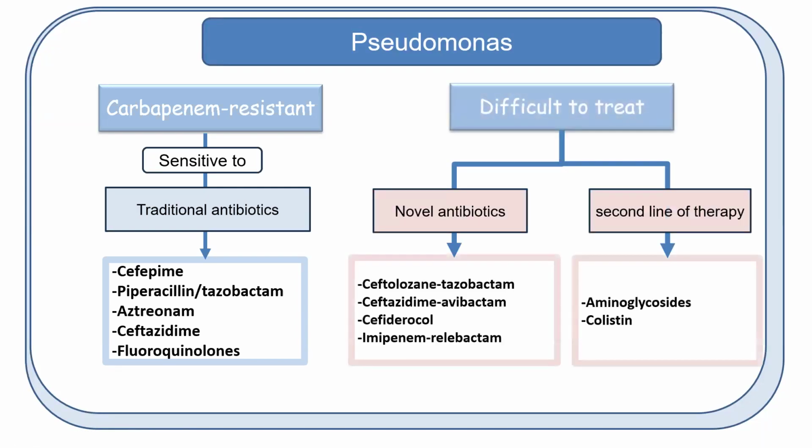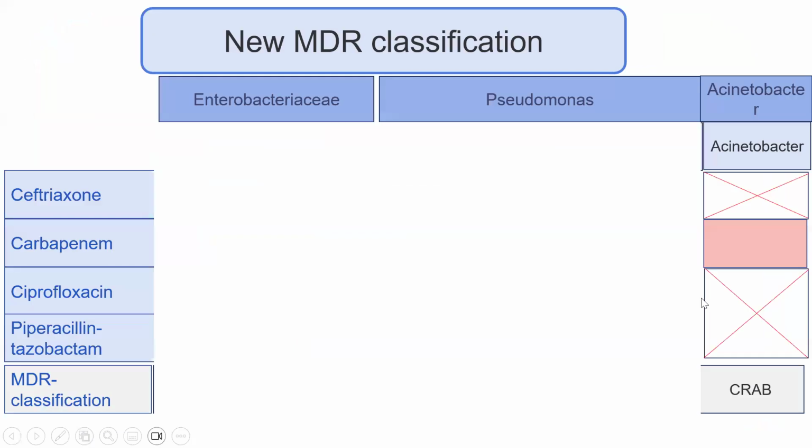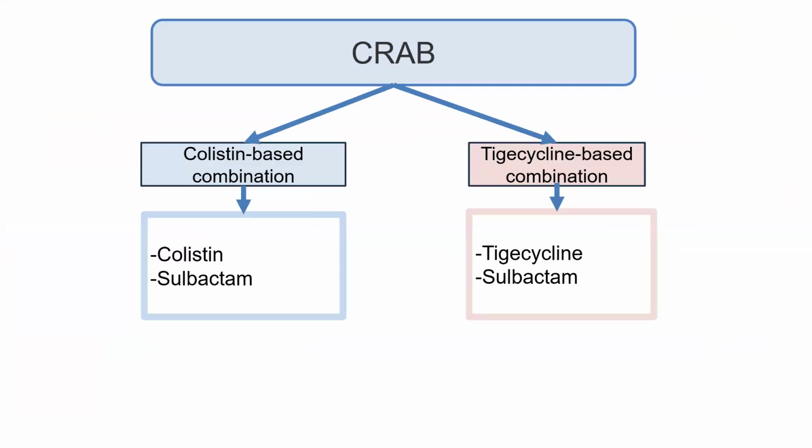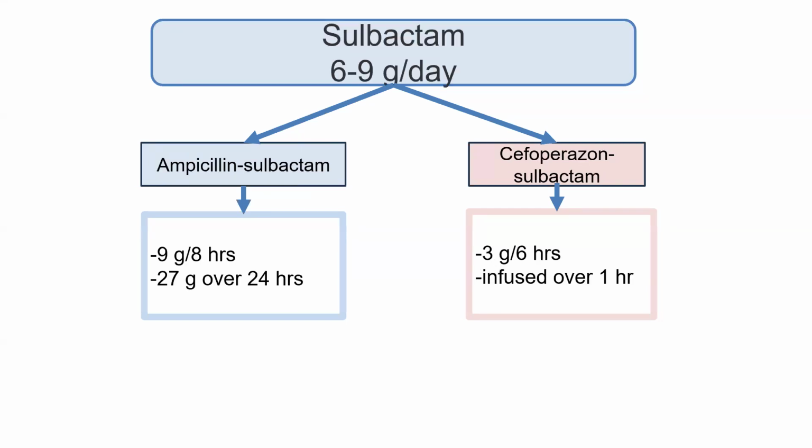But if it is difficult to treat and it is sensitive to the novel antibiotics, we can use ceftolozane-tazobactam, ceftazidime-avibactam, cefiderocol, and imipenem. But if it is resistant to the novel antibiotics, we can use second-line therapy like aminoglycoside and colistin. For Acinetobacter that are resistant to the carbapenem, or carbapenem-resistant Acinetobacter, we can use either a colistin-based combination using colistin plus sulbactam, or a tigecycline-based combination using tigecycline plus sulbactam.